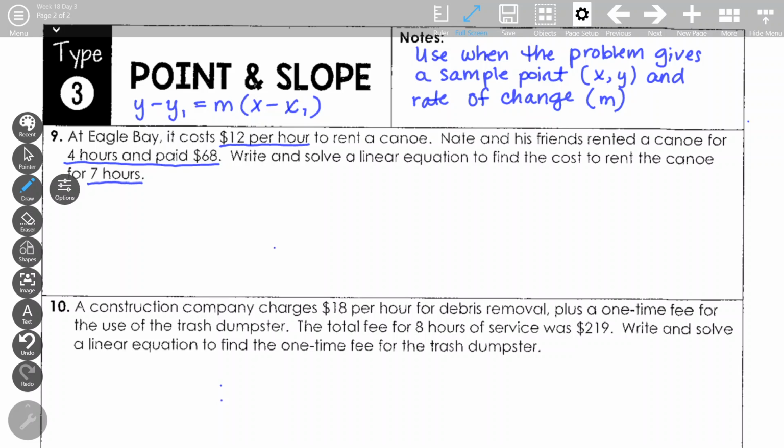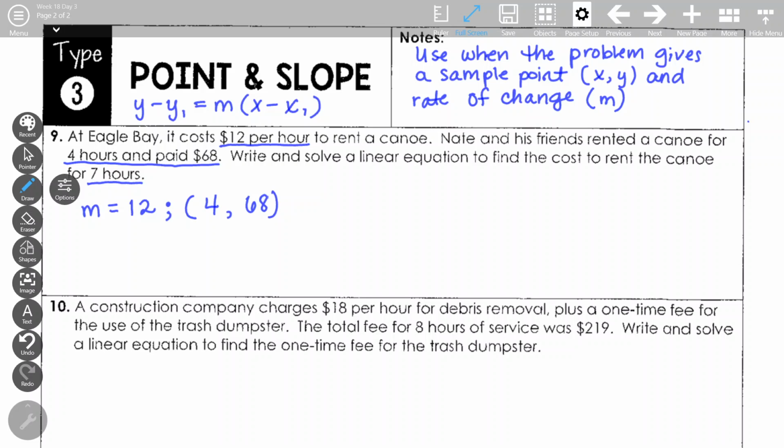So we've got to have an equation, and then we've got to say how much it is going to be after 7 hours. All right, so let's look up at our x and our y, so our ordered pair, right? Let's look at our ordered pair, and let's look at our rate of change, our slope. Okay, so for the slope, we're going to look and see, all right, it says, how much does it cost to rent a canoe? It's going to cost $12 per hour. So that means that our 12 is going to be our rate of change. That's our M. All right. Now we're going to make a point with this information. 4 hours is going to cost us how much money?